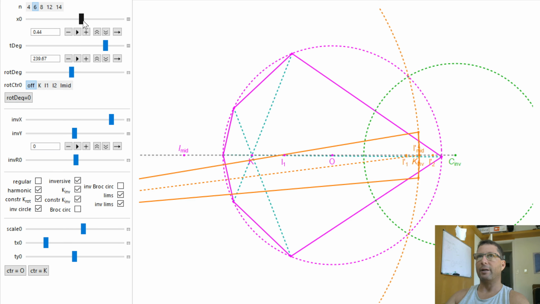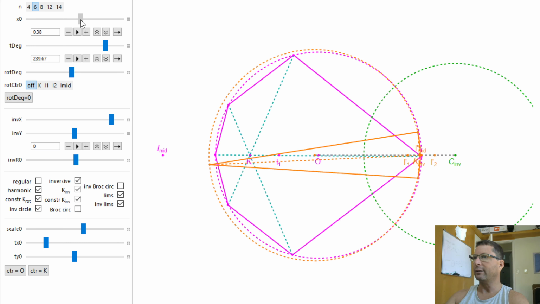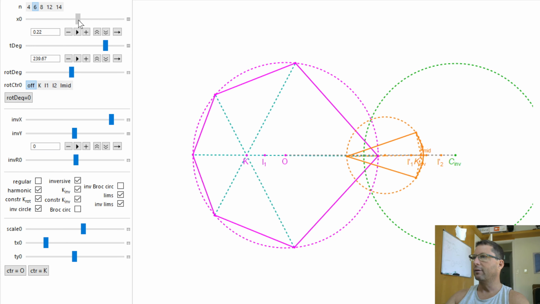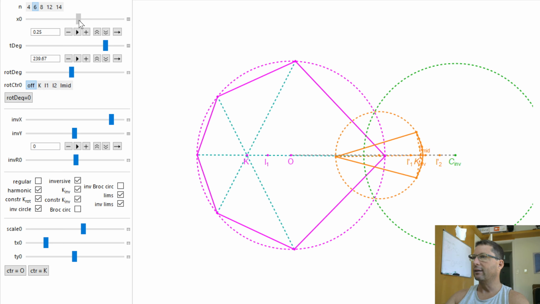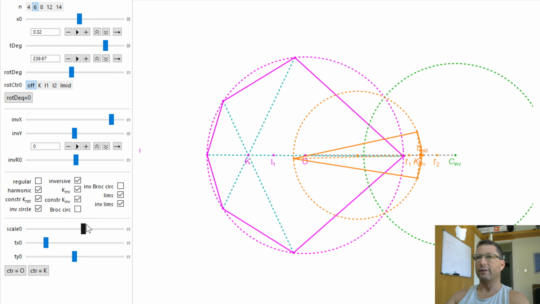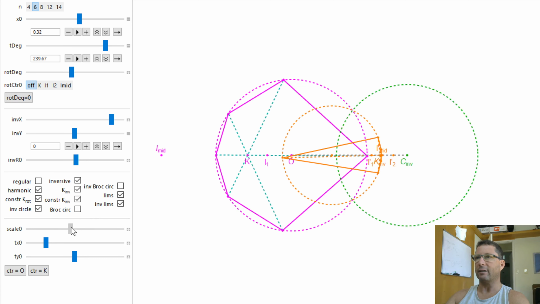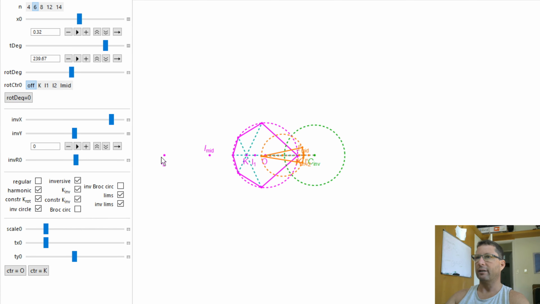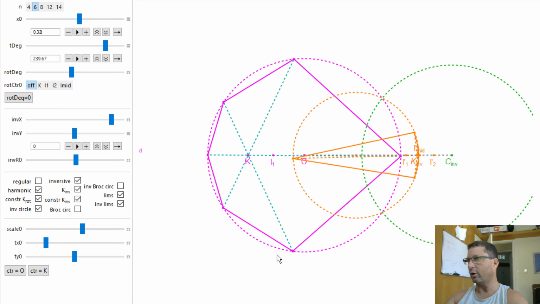Let me find a better location here for these limiting points. I want them to be very visible to you guys. There it is. I think now it's visible. So yes, if I scale this out a bit, you can see that the other limiting point of the original family is over here. Here are the two limiting points, the zero circles in the pencil of the Brocard and the circumcircle. And we can also see the limiting points of the inversive family. Here they are, L1 prime and L2 prime.